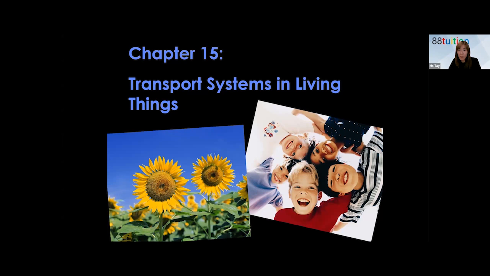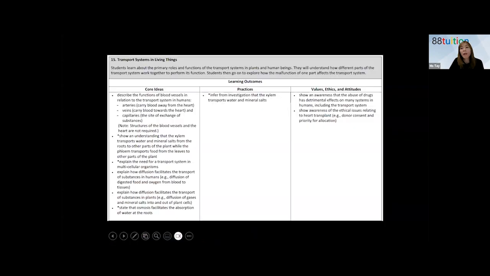Now, for this particular topic, like I said just a while ago, focus more on the diffusion and the osmosis part. So before we start, let's take a look at what MOE wants you to know. At this level in Sec 2, when you are doing chapter 15, transport systems in living things, you are actually learning about the primary roles and function of the transport system in both the plants and human being. How different parts actually work together to perform its function. And you have to also know, when one part has malfunction, how is it going to affect the transport system?